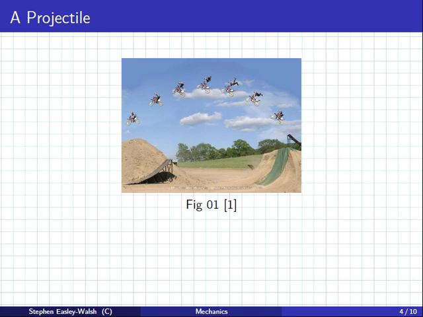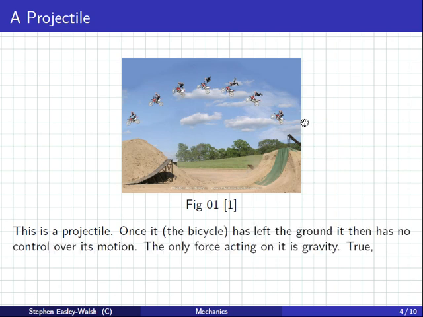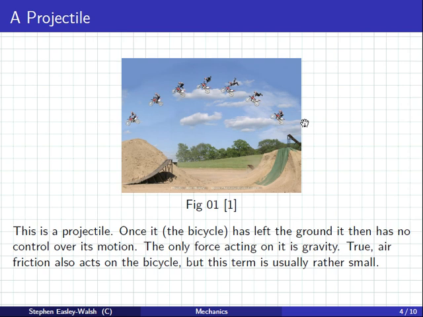Now, I don't think we've talked about it in maths just yet, but we'll discover that quadratics, you remember quadratics? They have the same shape as this. Parabolic, yeah, you knew this already. So, this is a projectile. Once the bicycle has left the ground, it has no control over its motion. The only force is gravity. Now, true, there's air friction and drag and wind and so on, but we usually ignore that. It's quite small. It'll travel along a parabolic path as shown.